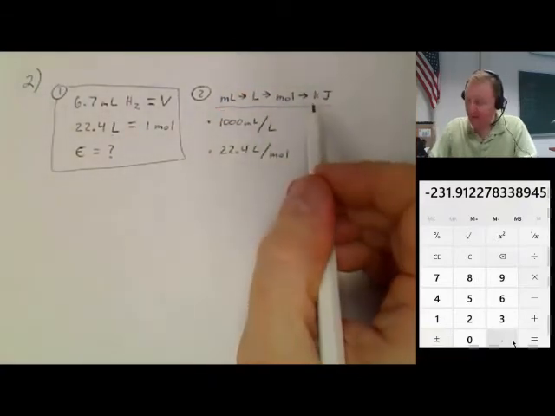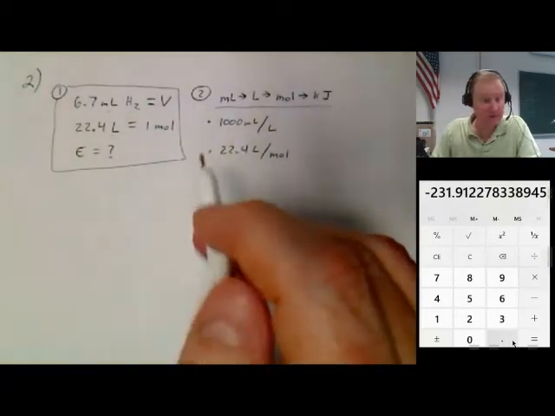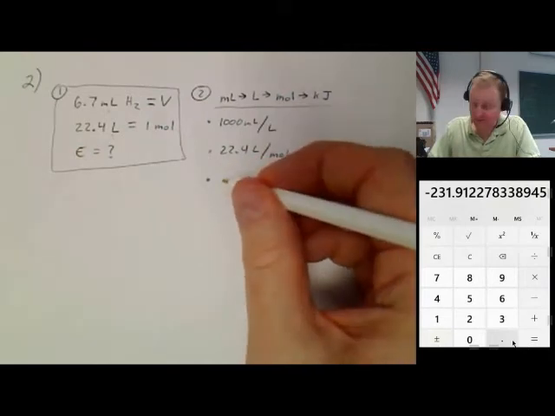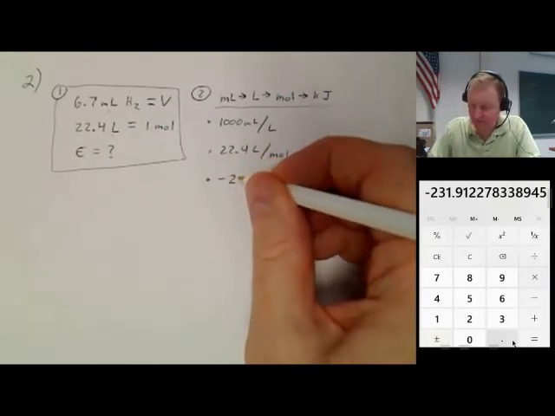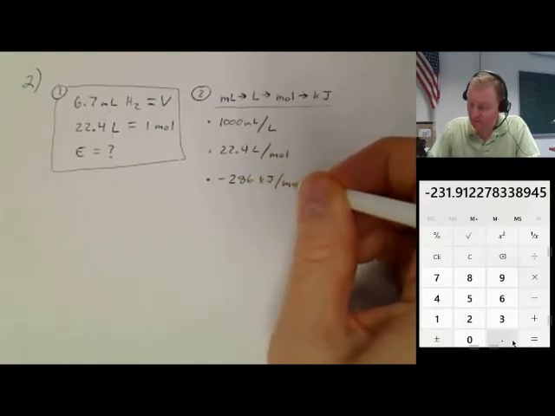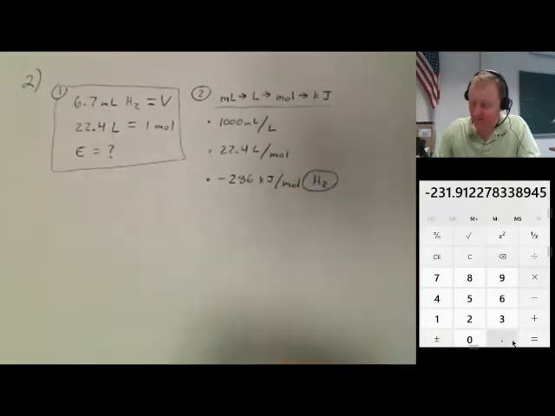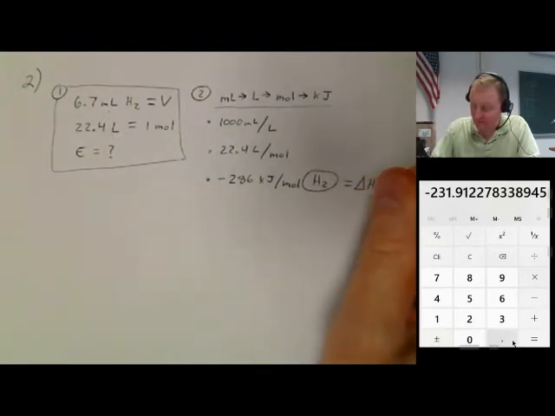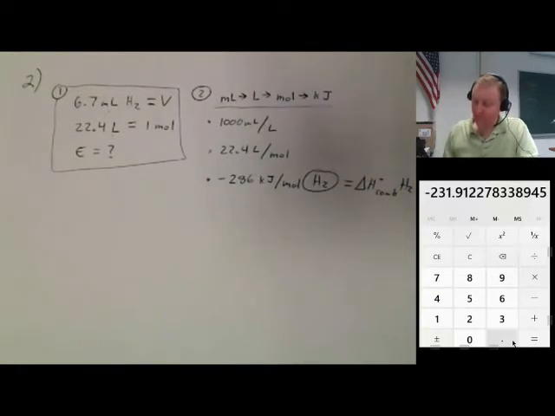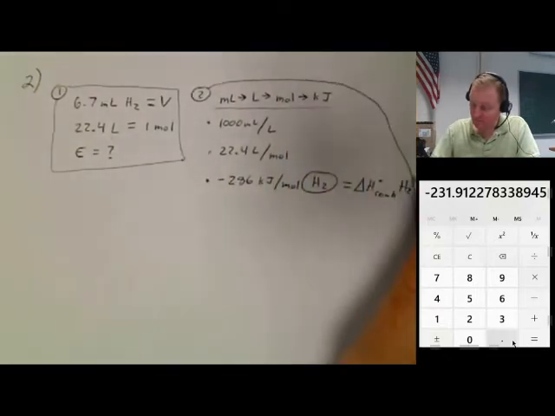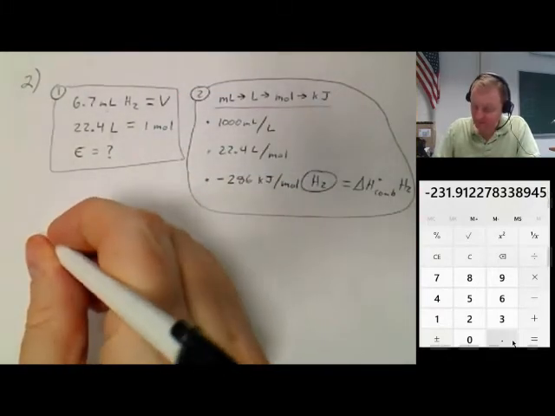And then I need the enthalpy of combustion for hydrogen. On the table, I see that it releases 286 kilojoules per mole, and that's for when hydrogen combusts. That's the change in enthalpy of combustion for hydrogen. Okay, so this stuff here would be good enough to make it work. So let's plug it all together and solve.